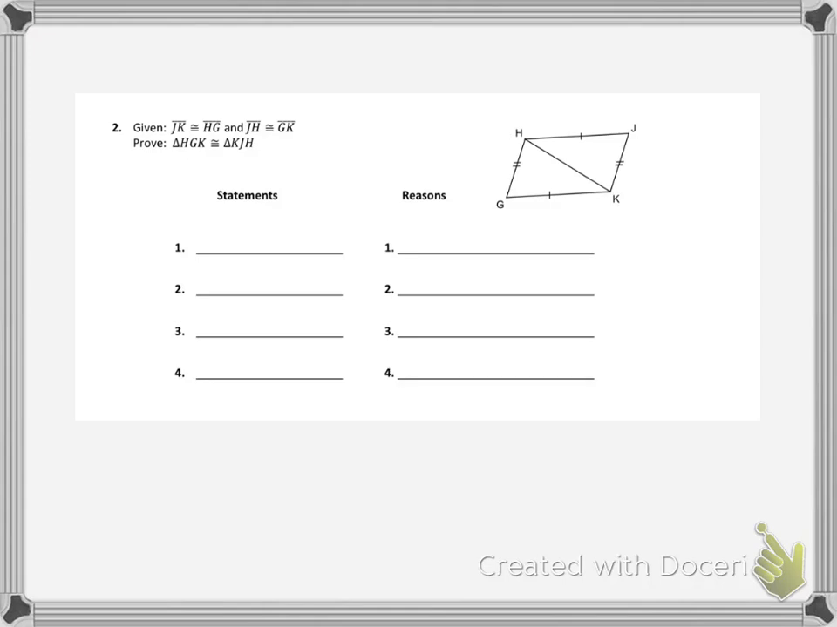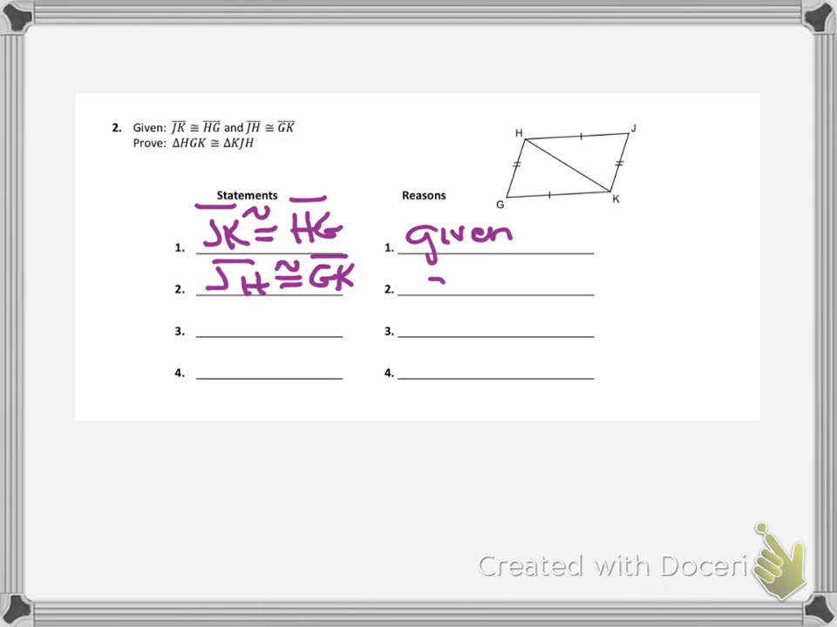Second example. Again, we're going to start with the given. Thankfully, we have a little bit more space to write this time. So, JK is proportional to HG. That's given. And JH is congruent. Did I say proportional? I meant congruent. JK is congruent to HG, and JH is congruent to GK. Those are both given right here.